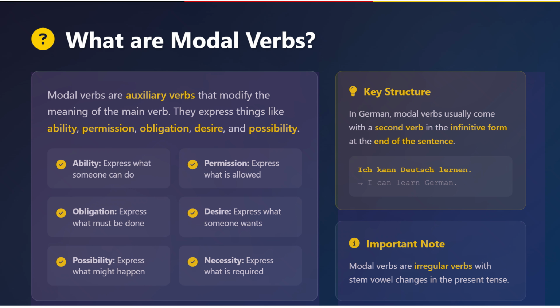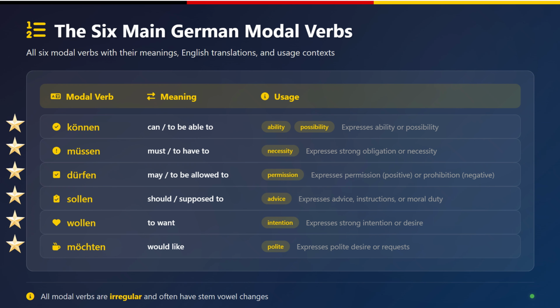In German, it works the same way, but the word order is stricter. The modal goes in position 2 and the main verb stays at the very end in the infinitive form. Modal verbs are auxiliary verbs. They modify or add extra meaning to the main action. Here is a clear overview of the six main German modal verbs. Let's go through them one by one.